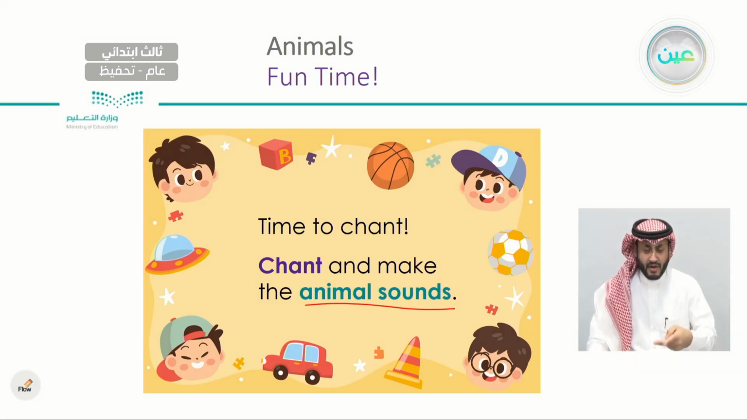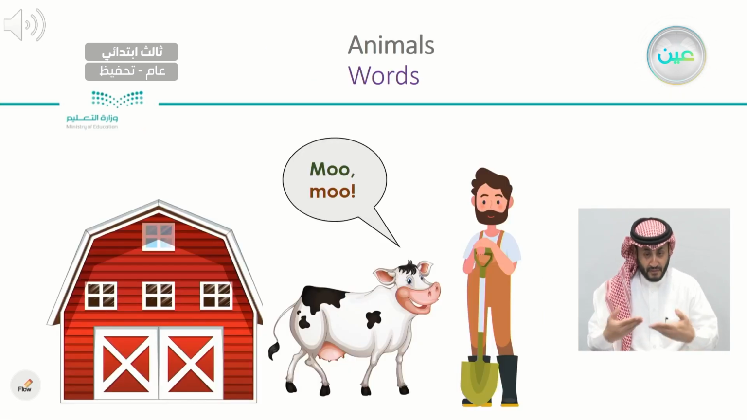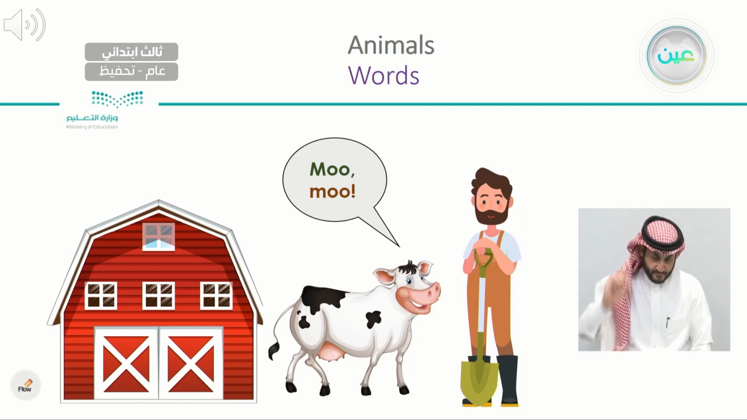So, chant and make the animal sounds. Are you ready? Okay. Old MacDonald had a farm, E-I-E-I-O. And on the farm he had some cows, E-I-E-I-O. With a moo-moo here and a moo-moo there, here a moo, there a moo, everywhere a moo. Old MacDonald had a farm, E-I-E-I-O.